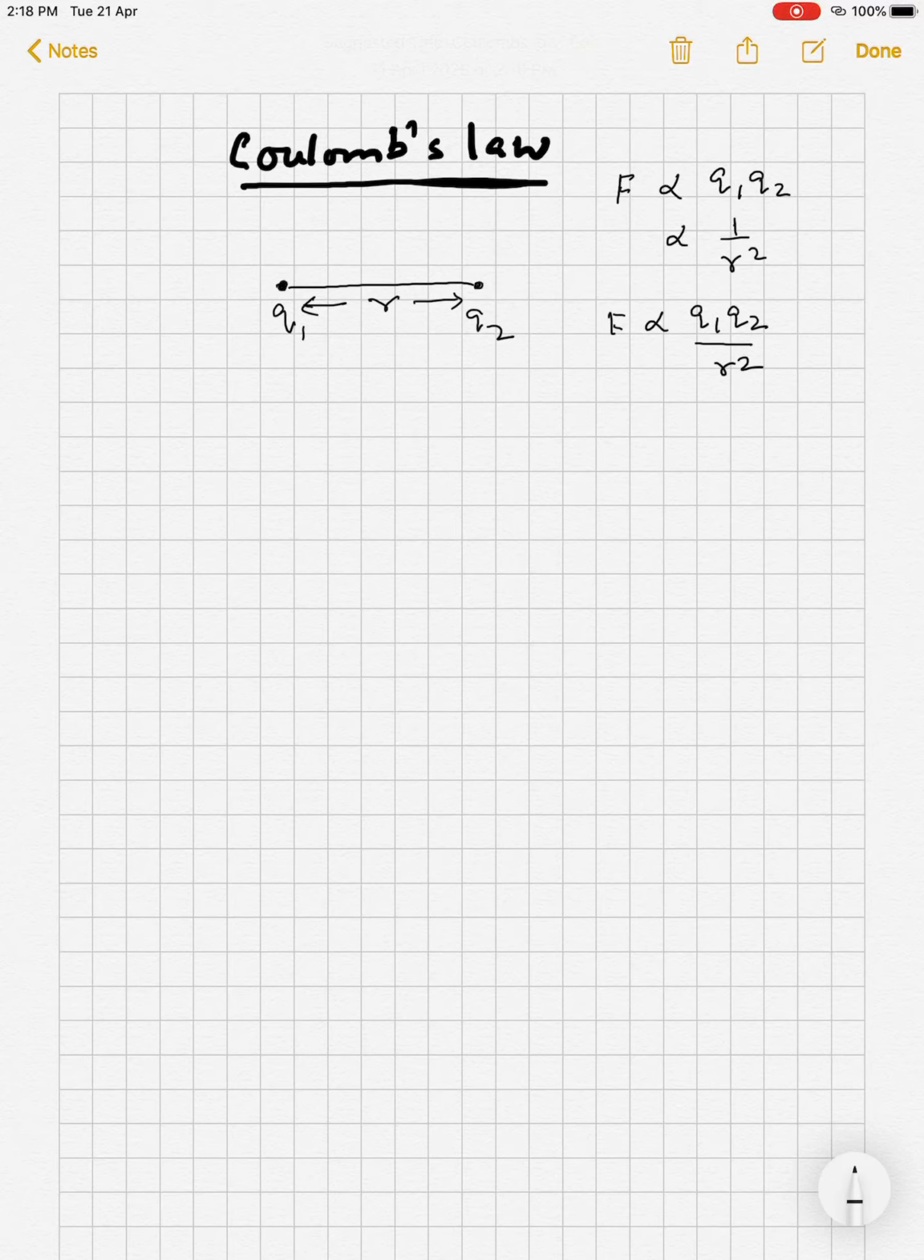So this proportionality, when we put an equality sign, a constant will come. Suppose the constant is Ke. Here we take Ke as the electrostatic constant. So F is equal to Ke Q1 Q2 upon R square. So this law is for point charges.